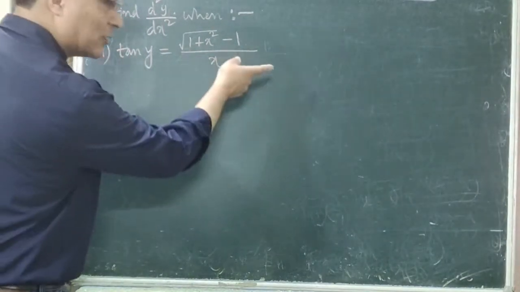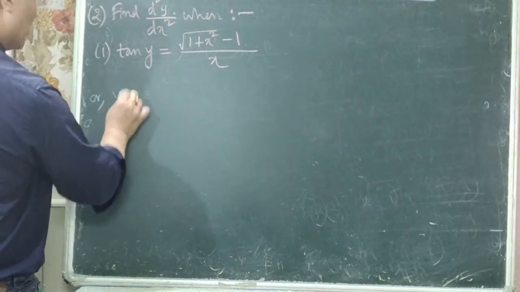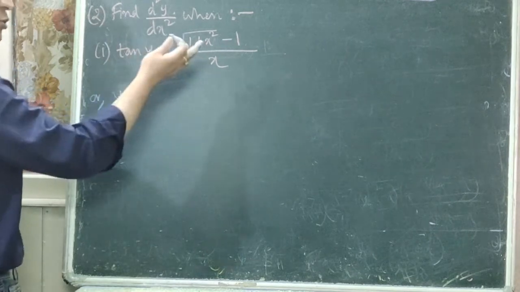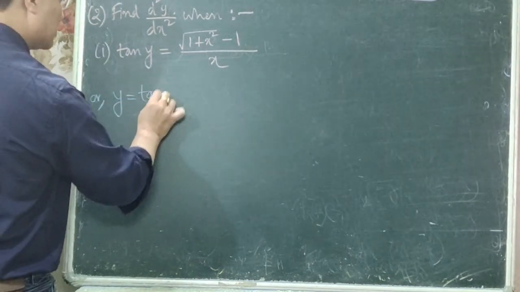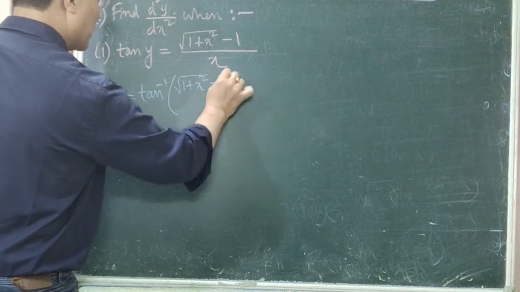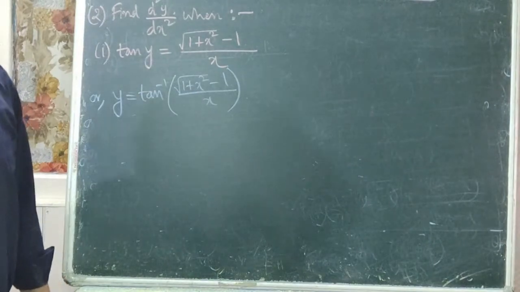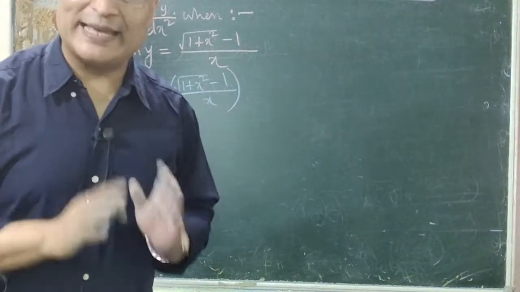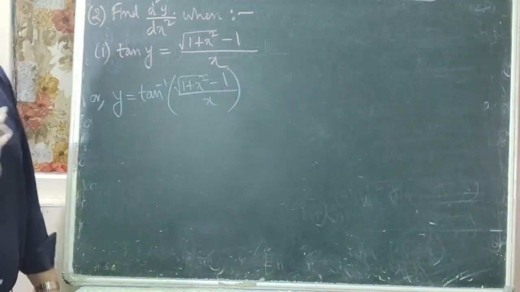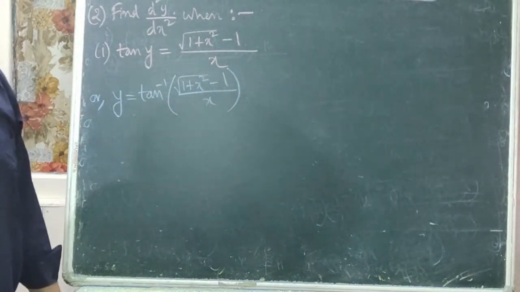This tan can be taken to the right hand side. It becomes tan inverse. You know that, isn't it? So y is equal to, when tan goes to the right hand side, becomes tan inverse within bracket root over 1 plus x square minus 1 divided by x. So here also you cannot directly differentiate it. First of all, you have to simplify this right hand side, which is the inverse circular function.